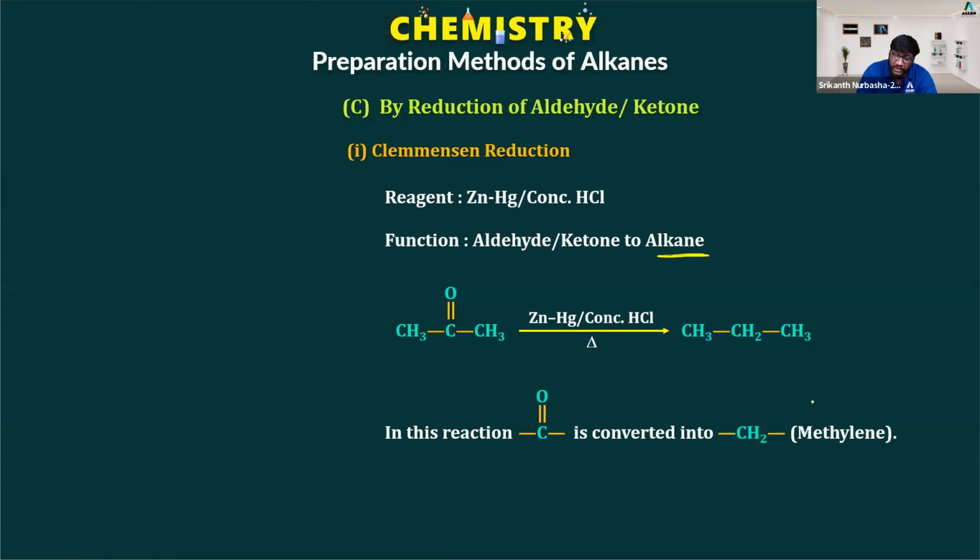In this reaction, the C=O is converted to a CH2 group, like a methylene group. Mechanism is not required, students. In the mechanistic approach, you can observe zinc will be converted into Zn2+ and 2 electrons. These 2 electrons also act as nucleophiles and attack the electrophilic carbon. In the mechanistic approach, oxidation of zinc occurs.